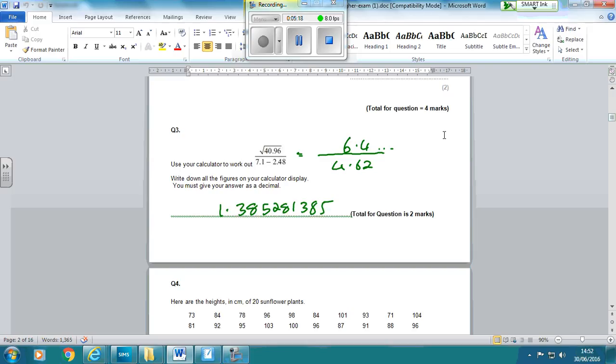But always do the top first of all, then the bottom, because then you know you're going to get at least one of these 2 marks.